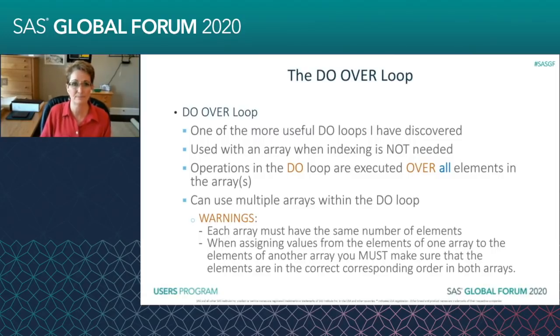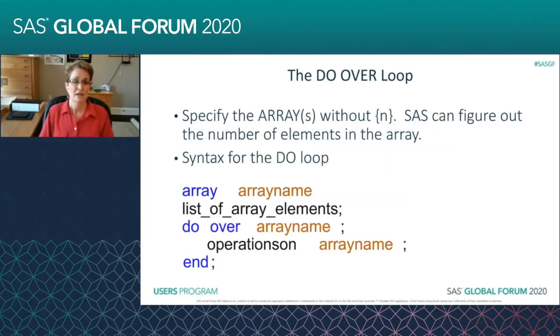And here's an example. So again, you're going to specify the array name, you're going to list out your elements, you're going to do over your array name, and then you're going to perform the operations on the array name. So this is the syntax. Again, you list out your elements. You start with do over, give it that array name, and you don't have to have an index, which for me is great because I sometimes miss the square brackets and then I'm wondering where the heck stuff is going.